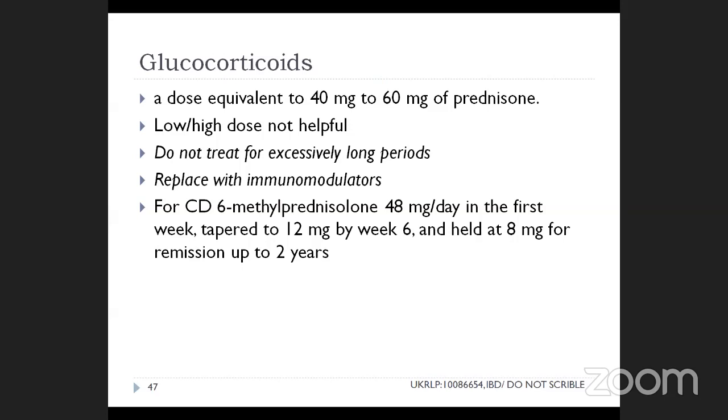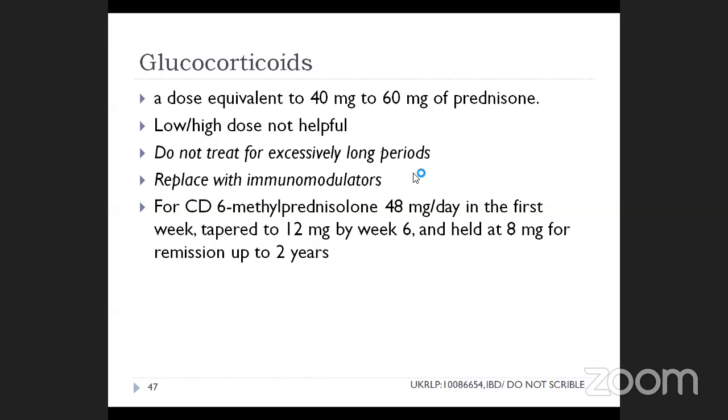And a very low dose of glucocorticoids is not going to be helpful, and if the doses are more than 60 milligram, again, it's not going to be helpful. Do not treat for a long-term period. The maximum period we can try glucocorticoids or steroids is 6 weeks. Sorry, it can be continued up to 2 years for remission, just to treat the symptoms.